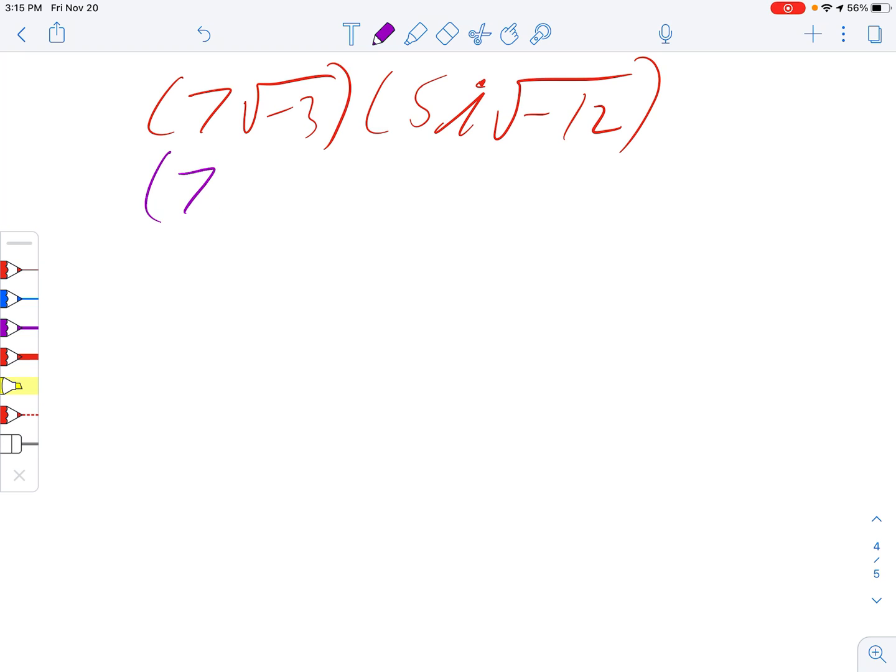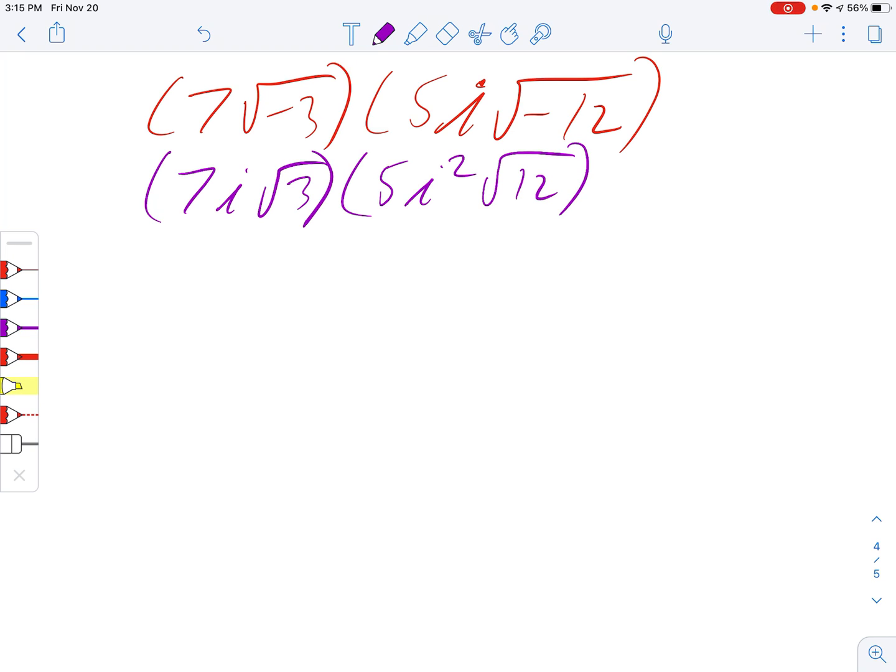So that's going to become 7i times the square root of 3 on the left. On the right side, it's 5i. But now I'm going to take the negative out. So that's another i that comes out. So that's i squared times the square root of 12.